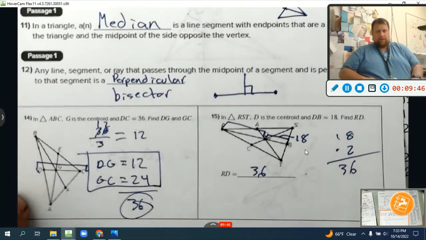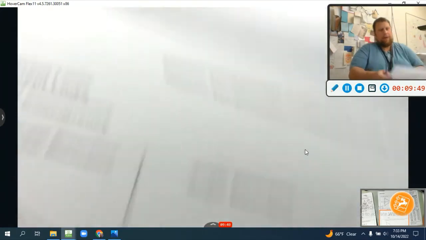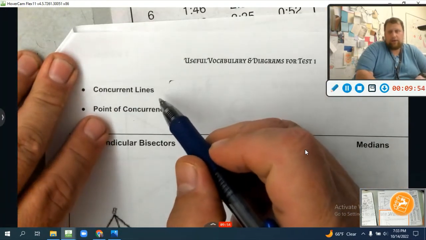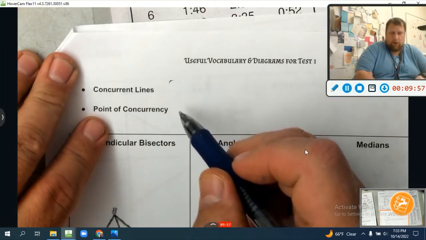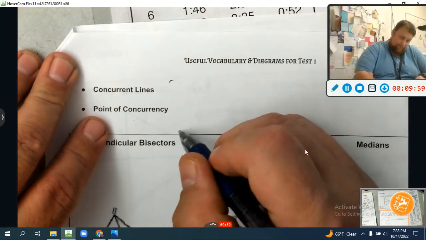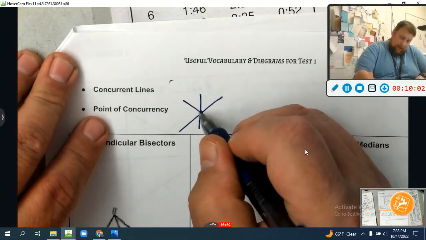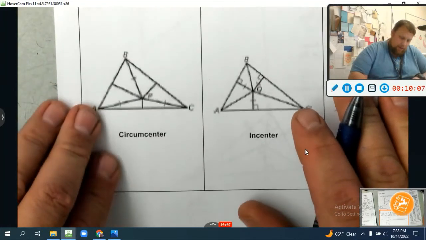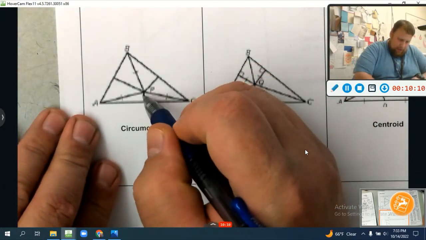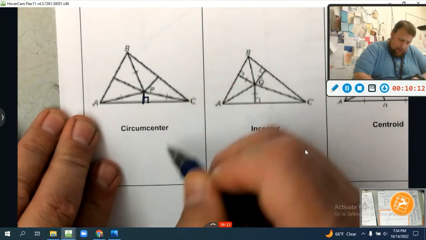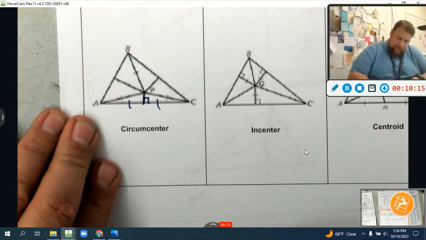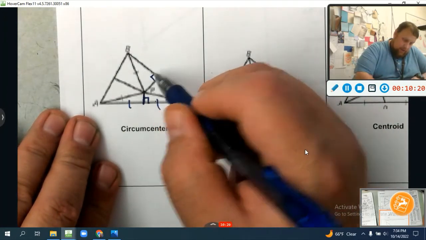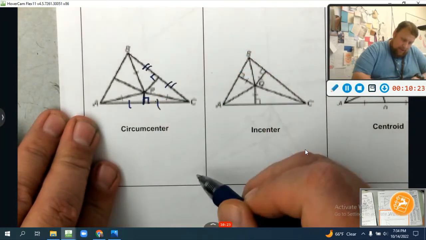Awesome. All right, pause stuff, write it down. Want to look on the back. Here's things you need to know. What are concurrent lines? Those are lines that intersect. What are points of concurrency? They're that point where those lines intersect. What is a perpendicular bisector? A perpendicular bisector is a line that meets another line perpendicularly, and it bisects that line in half. And by the way, that's what the incenter is full of. So each of these are perpendicular bisectors that bisect those lines in half.